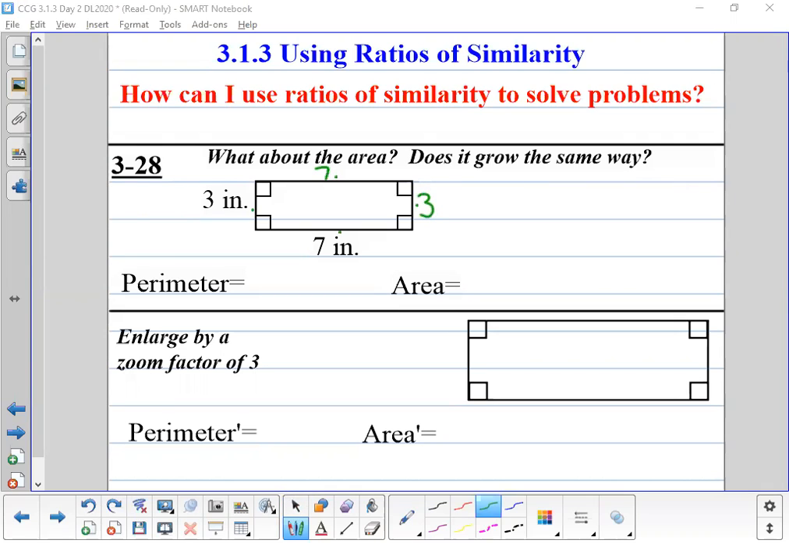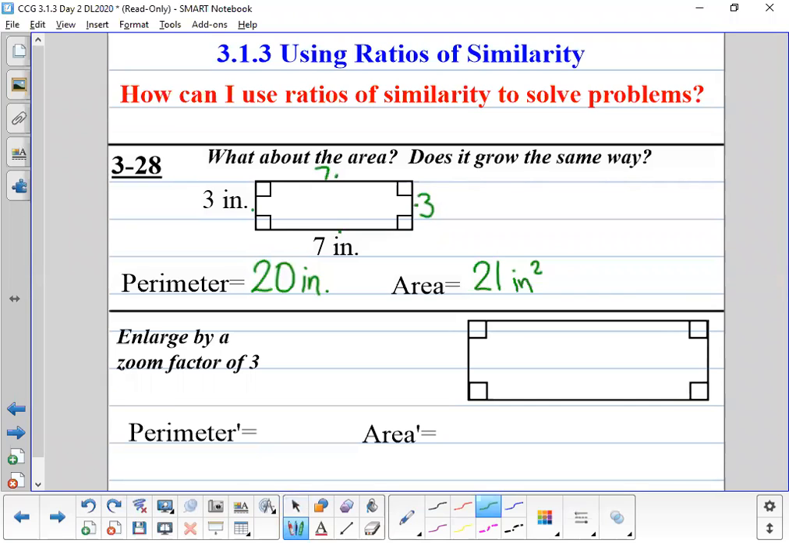And the perimeter then would be 3 plus 7, which is 10, plus 3 is 13, plus another 7 is 20. So my perimeter for my original shape here is going to be 20 inches. The area of a rectangle is the base times height, so 7 times 3. So my area is 21 inches squared.